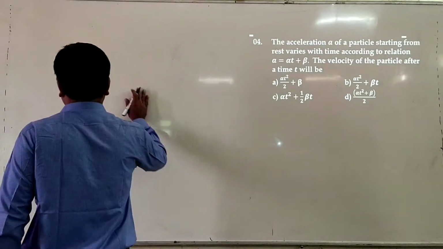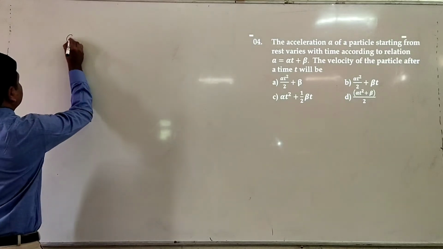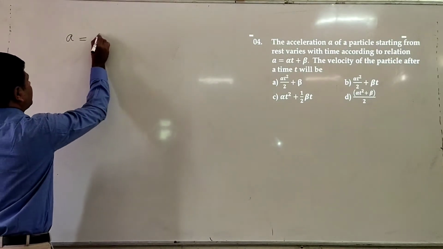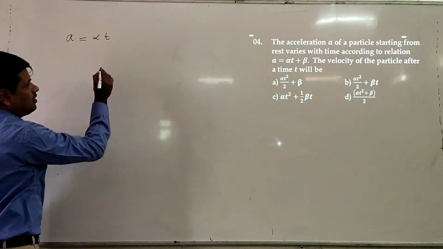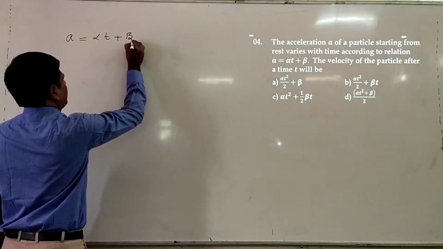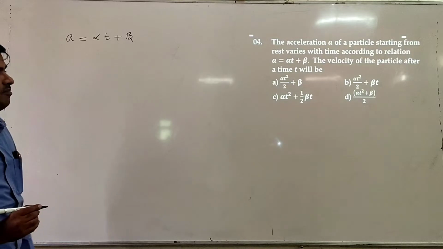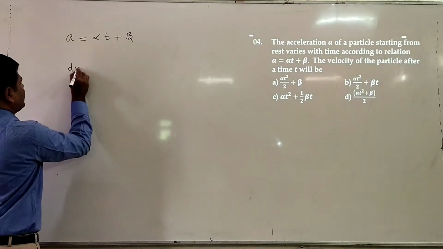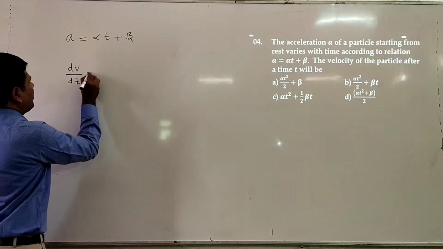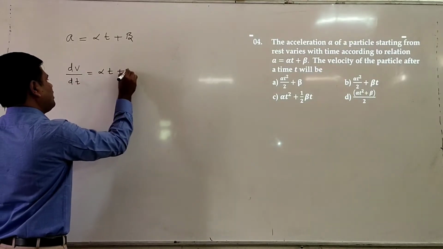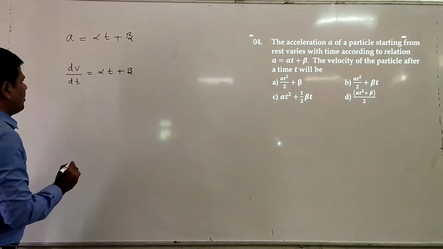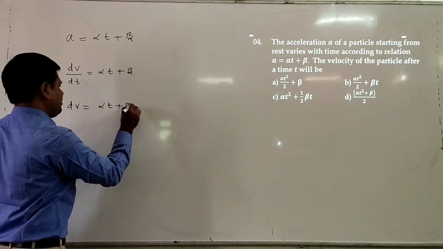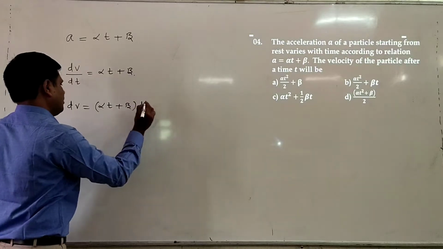What is the velocity asked in the question here? Now acceleration A is equal to alpha t plus beta, as given here. Acceleration can be written as the change in velocity, dv by dt is equal to alpha t plus beta. Now I am writing dv is equal to alpha t plus beta into dt.